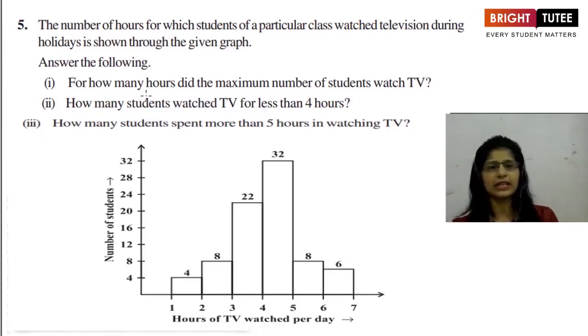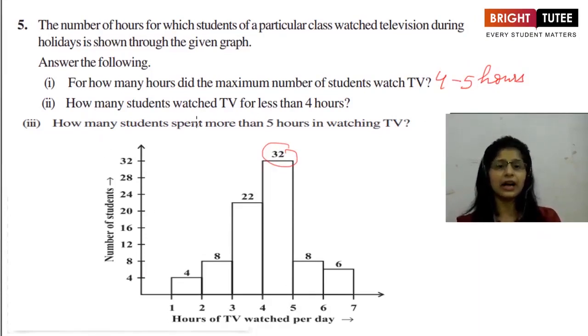So just to see here, what are they asking? For how many hours did the maximum number of students watch TV? Maximum students, for how long have they watched TV? So we see the maximum number is here, it is 32, and it is 4 to 5 hours, right? So we will write 4 to 5 hours maximum students have watched TV.